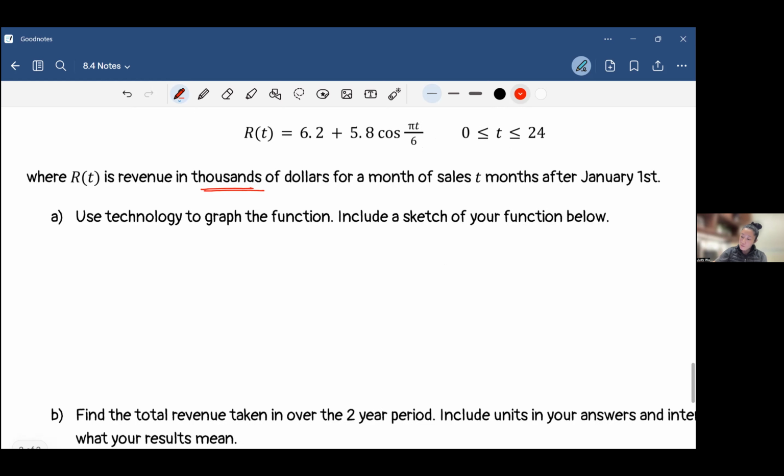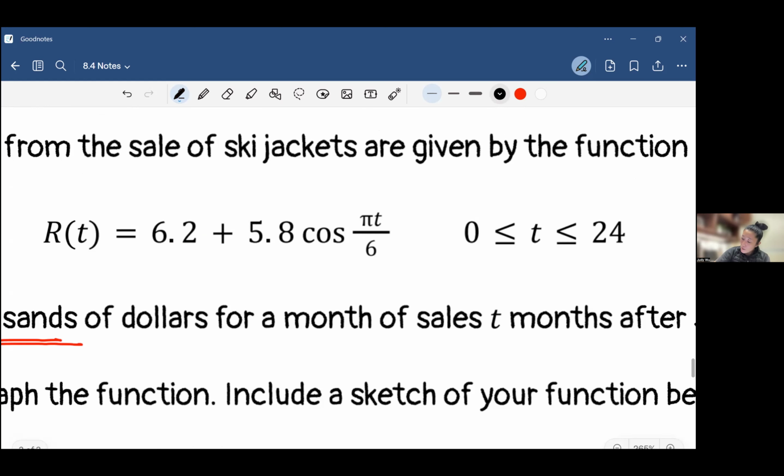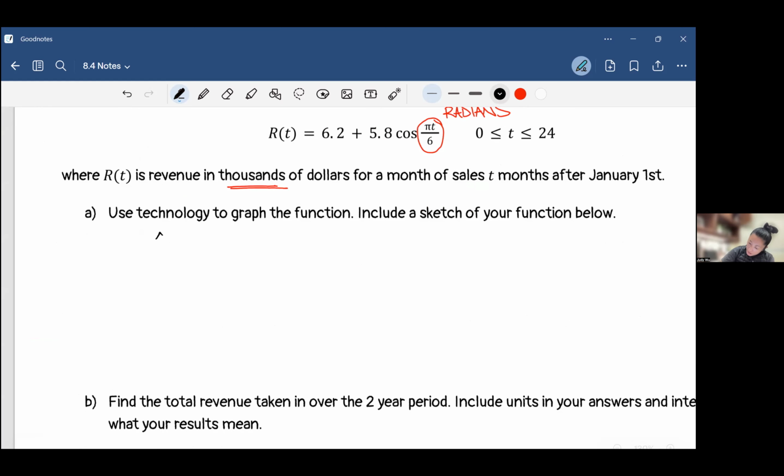All right. So just like in the previous sections, I'm going to ask you to use technology to graph this function, and we're going to sketch a graph below. You can use Desmos, you can use your own calculator, but we have pi t over 6 here, which is our clue that we are in radians. So when we graph, we want to make sure our calculator is in the correct mode. But when you graph it, I believe you end up with something like this.